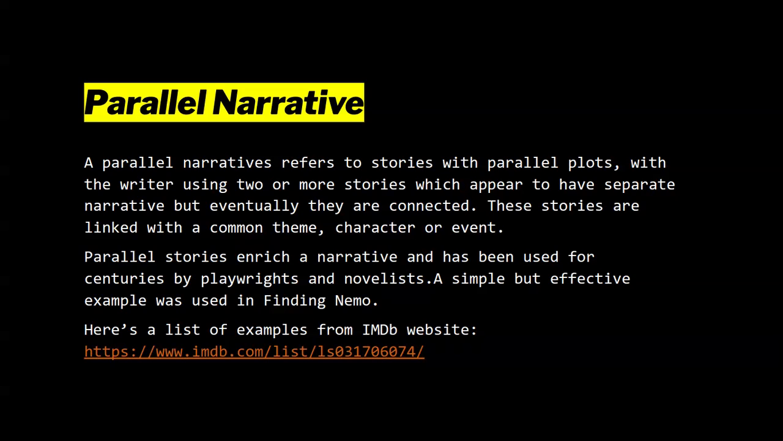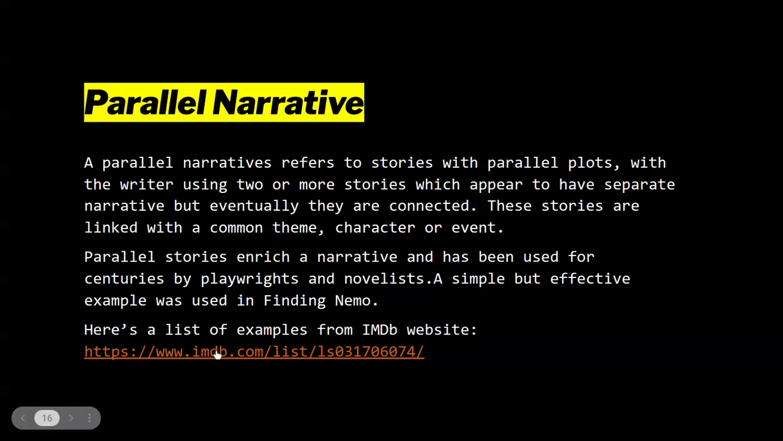So, parallel stories enrich a narrative and have been used for centuries by playwrights and novelists. A simple but effective example is Finding Nemo. In Finding Nemo, basically two characters. You know the story of Finding Nemo. There's no point in me telling you. Almost everyone in the whole world has seen Finding Nemo, I guess.